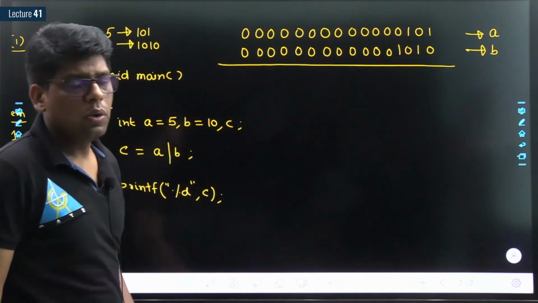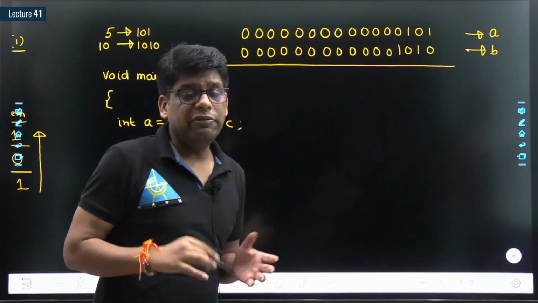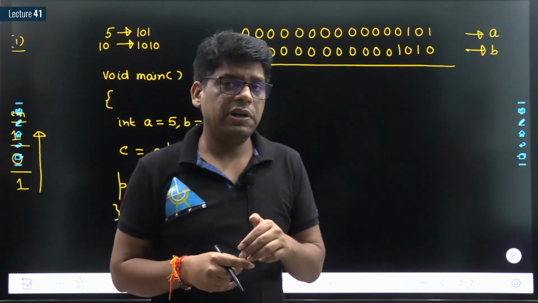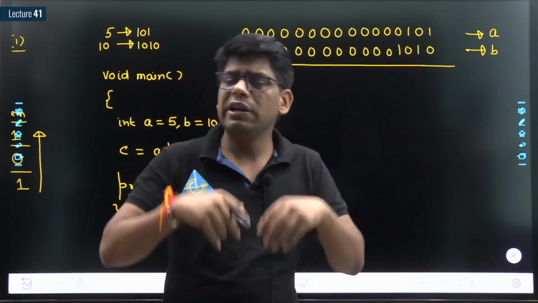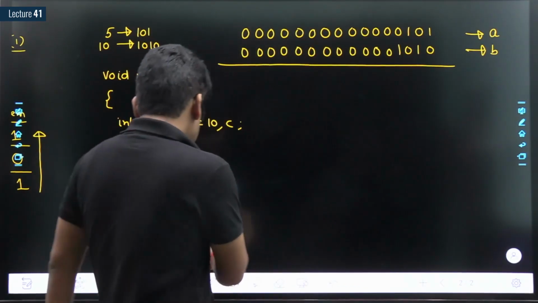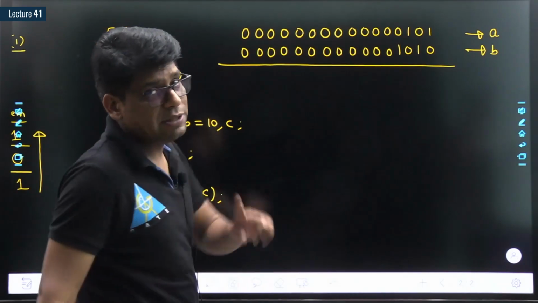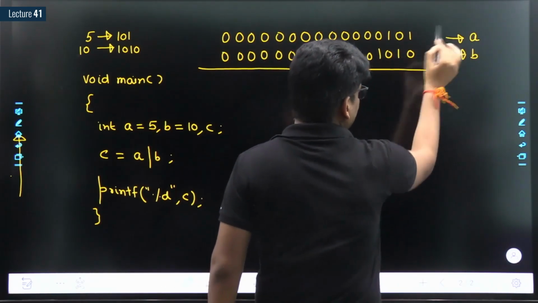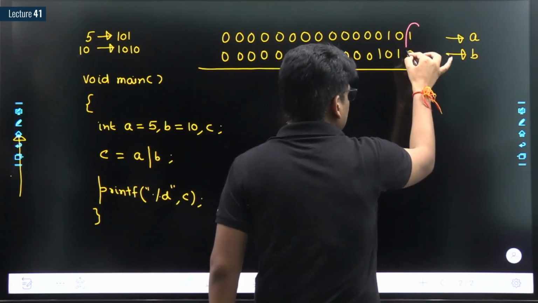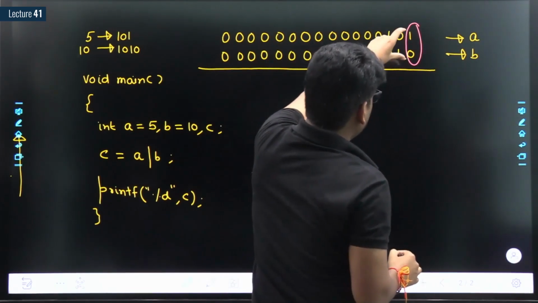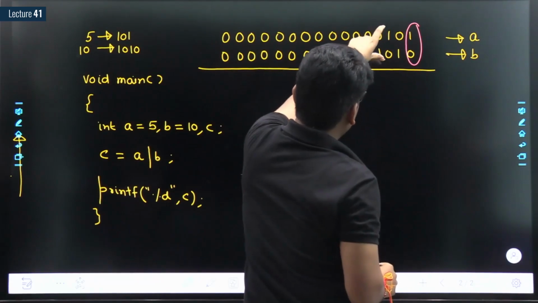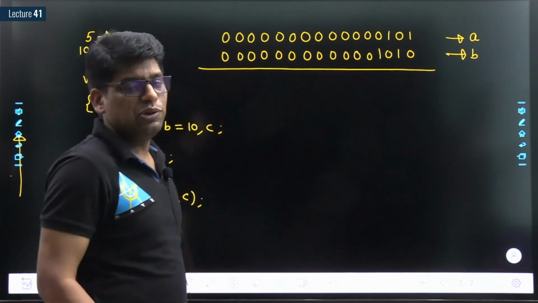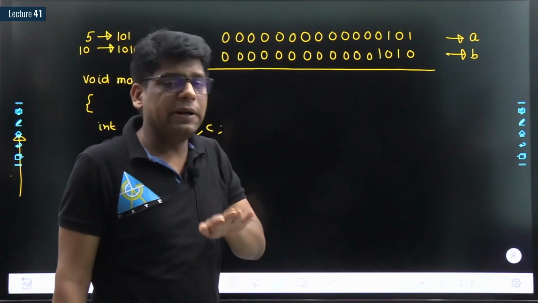Now, how does the bitwise OR operator work? Bitwise means it works bit by bit. All the bitwise operators work upon the corresponding bits of both operands. That means I am talking about a binary operator. This is the first bit of A, this is the first bit of B. What will we perform? We will perform bitwise ORing of these bits, then bitwise ORing of the next bits, and so on. The bitwise operator works upon corresponding bits of both operands.